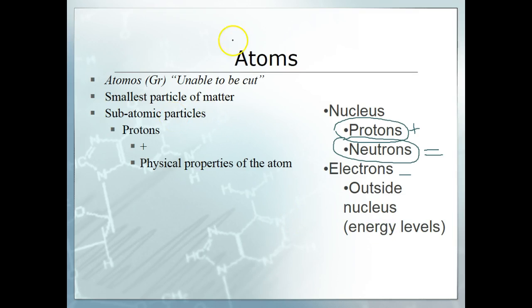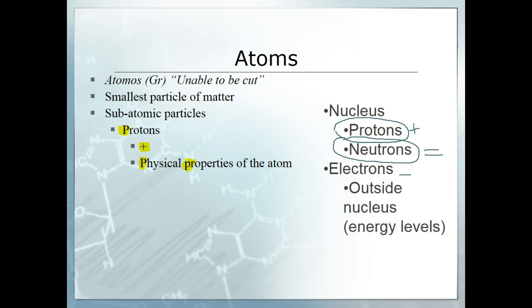The protons give the physical properties, and I want you to remember this little mnemonic to help you out. Proton starts with P, and so protons give the physical properties of the atom. P, P, P: protons, physical properties, and positively charged. Protons are positively charged and they give the physical properties to the atom.